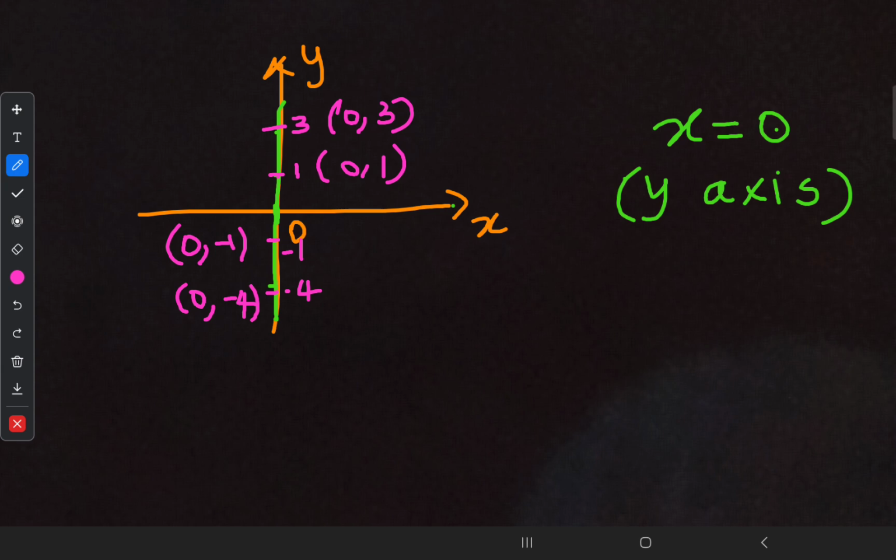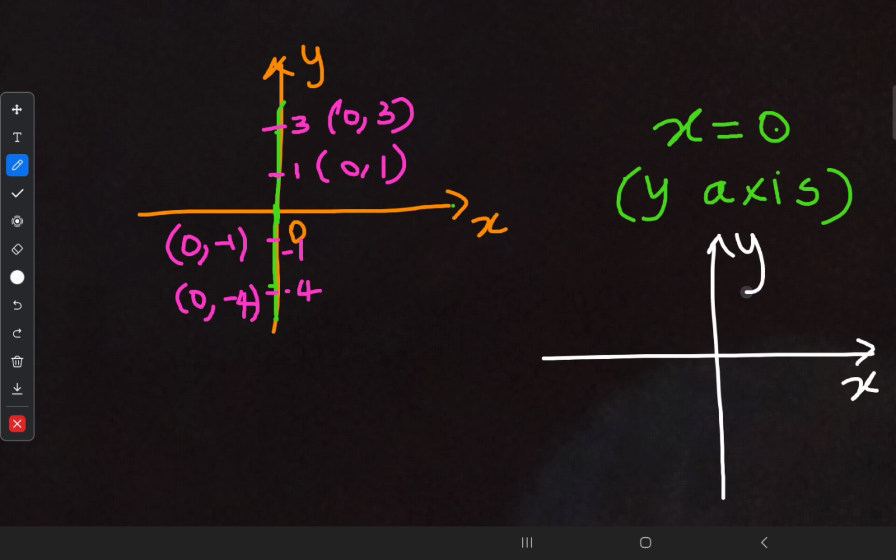All our x coordinates are 0 because when we draw a straight line going through x equals 0, that is our exact y-axis. That's why all the x coordinates of points that lie on the y-axis are always 0. Similarly, let's look at our x-axis.